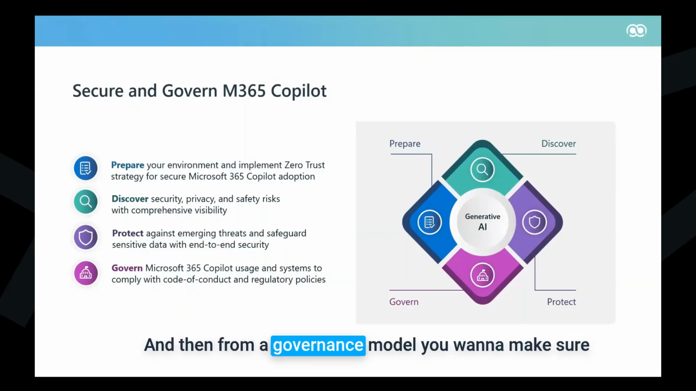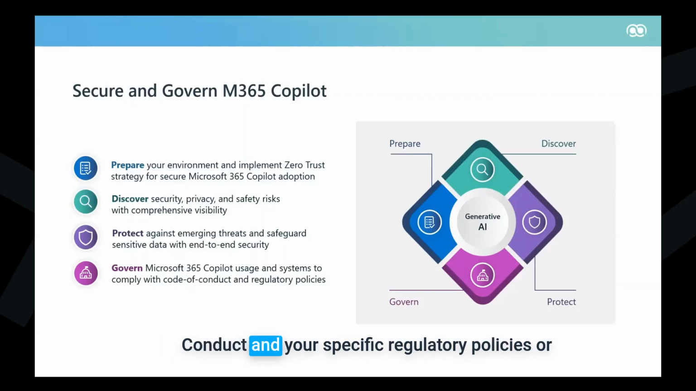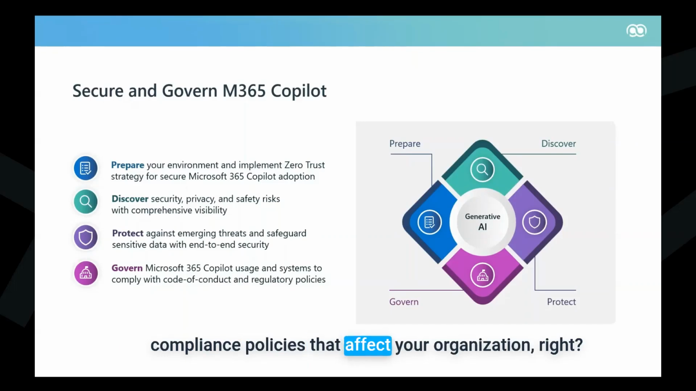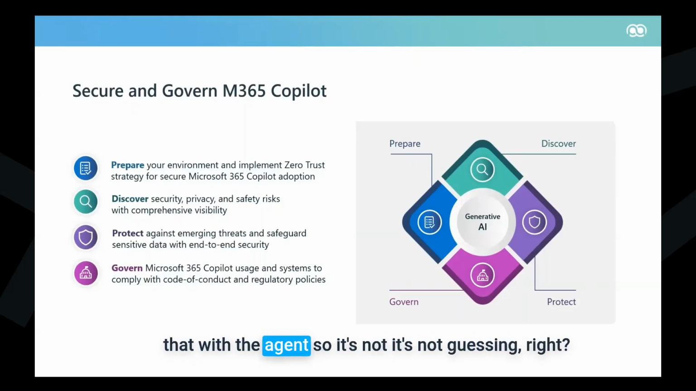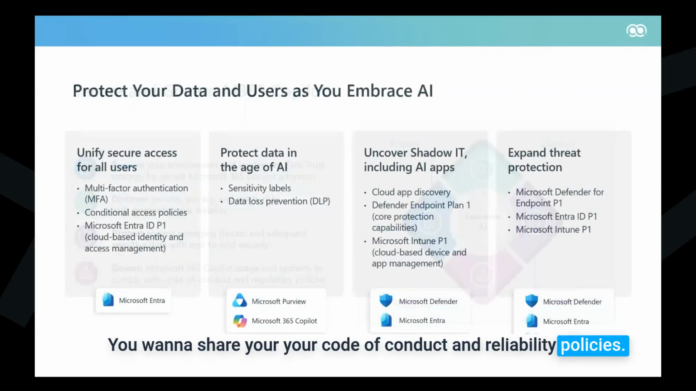And then from a governance model, you want to make sure that these agents stay within the boundaries of conduct and your specific regulatory or compliance policies that affect your organization. You need to be very explicit and share that with the agent, so it's not guessing. You want to share your code of conduct and reliability policies.